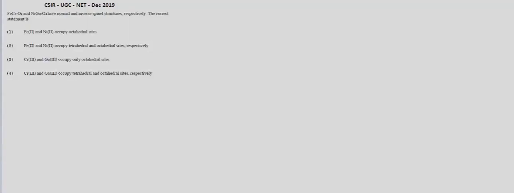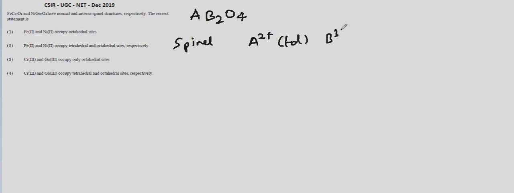In this video, we are going to learn how to classify a normal and an inverse spinel. So let's get started. The basic formula for a spinel is AB2O4. For a normal spinel, your A2+ ion should take up the tetrahedral voids, whereas your B3+ ions take up the octahedral voids. This is the general arrangement in case of a spinel.